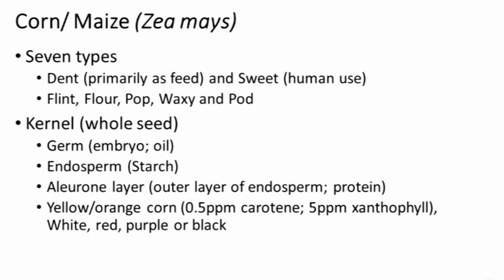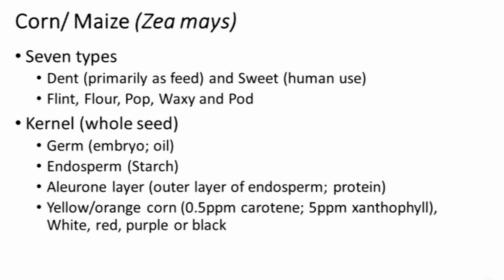Whole seed of corn or other grain is known as kernel, and the embryo within that seed is known as embryo, or germ. It contains oil, and the endosperm contains starch. The outer layer of the endosperm is known as aleurone layer, which is mainly composed of protein.